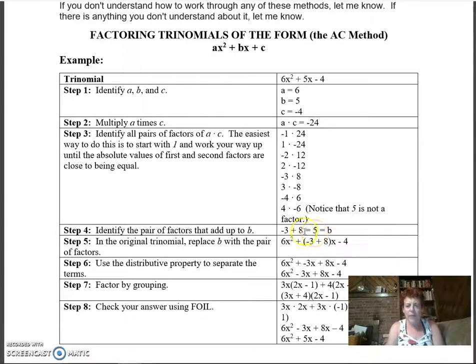Okay. So here are 2 numbers, negative 3 plus 8, and what we do is we replace the 5x with negative 3 plus 8 times x. So instead of having 5x, we have negative 3 plus 8. And then we're going to distribute that x so that we have 6x squared minus 3x plus 8x minus 4. And this is where we are going to rewrite our terms straight across.